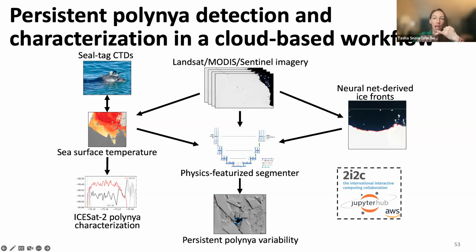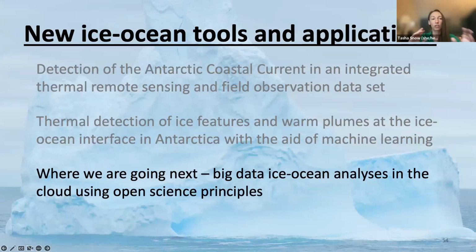We can use GIS, or QGIS. We can use all of the same environments to be able to collaborate in a much easier way. And so that's what I want to end with here, where we're going next with big data. What's the future for glacier ocean research?